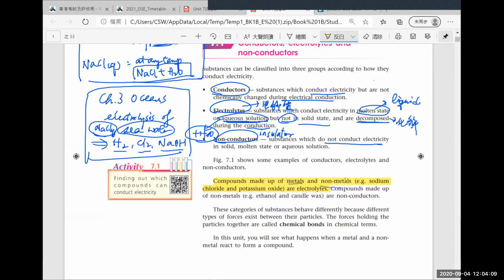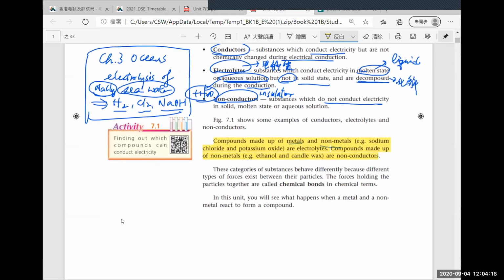Normally. And the compounds made up of non-metals are normally non-conductors. Just like what? It's not just sodium chloride, but also potassium oxide. The compound just like ethanol. Ethanol, what's that? Alcohol, right? 乙醇, candle wax, 蠟燭嗰啲蠟啊. They do not conduct electricity, so they are non-conductors.